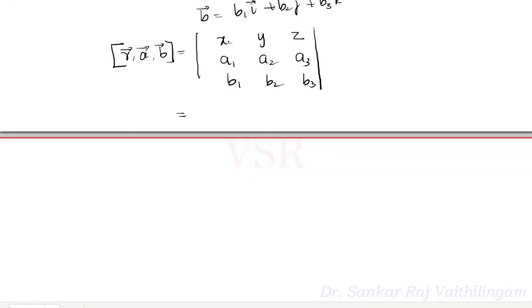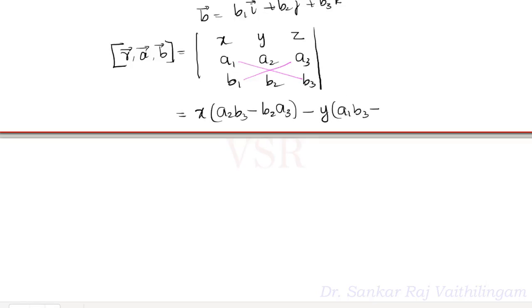Expanding it, we get X into A2 B3 minus B2 A3, then minus Y into A1 B3 minus B1 A3, plus Z into A1 B2 minus B1 A2. Very simple. Now finding the gradient of this is even easier.